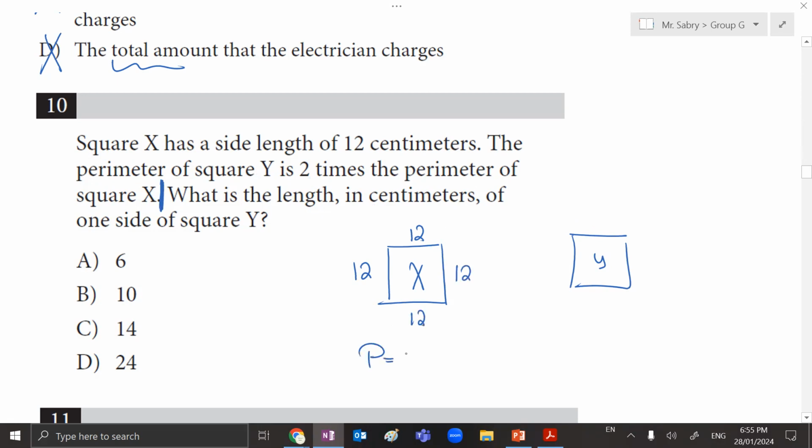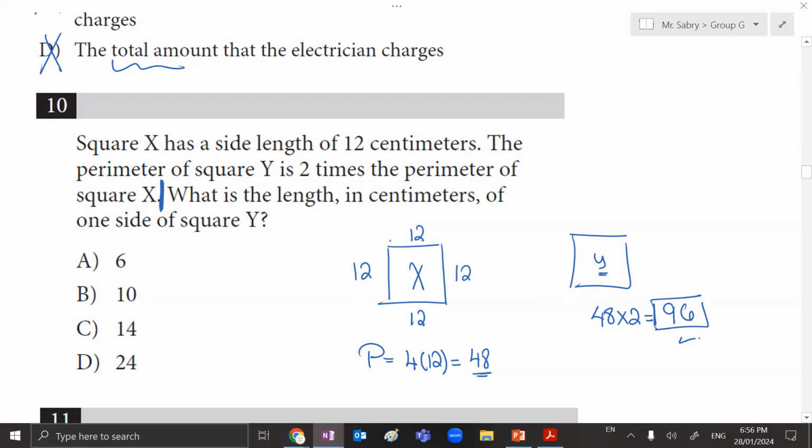So the perimeter of x would be 4 times 12. The perimeter of x would be 48. They told me that the perimeter of y is 2 times the perimeter of x. So I'll do 48 multiplied by 2, which is 96. This is the new perimeter of square y.